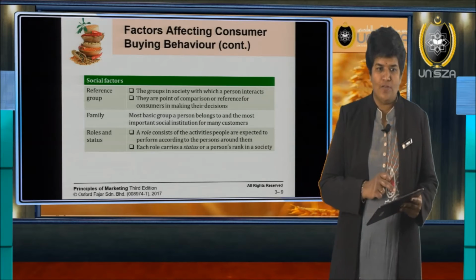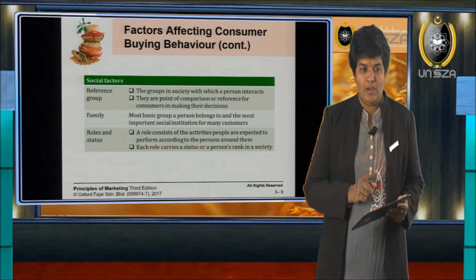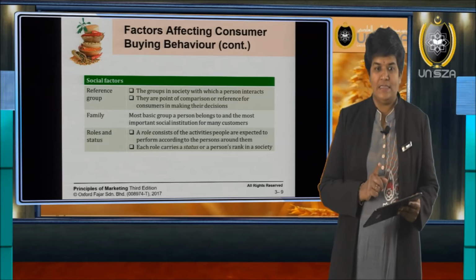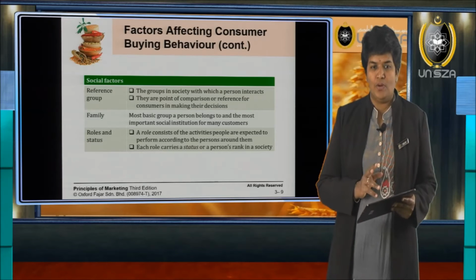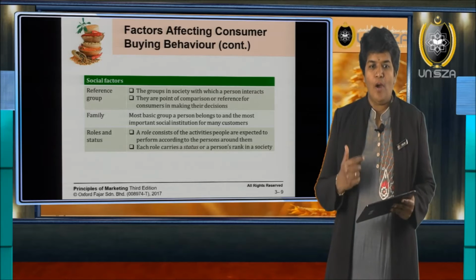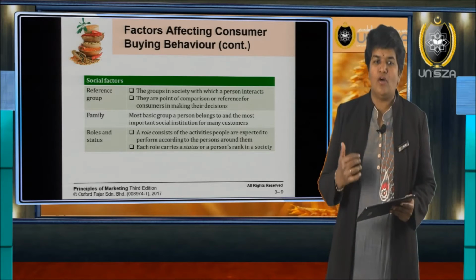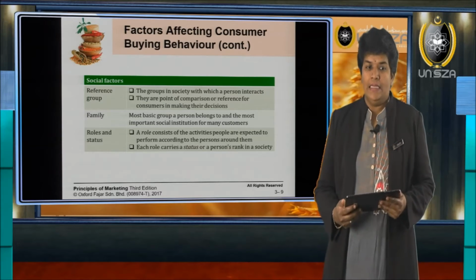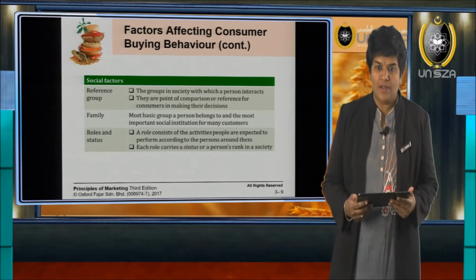And we have social factors: reference group, family, roles and status. A reference group is a group in society with which a person interacts. They are a point of comparison or reference for the consumer in making their decision. That is called a reference group.